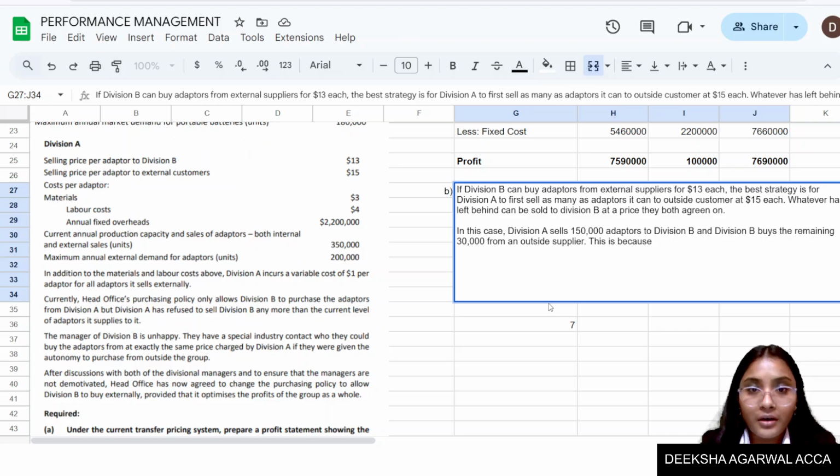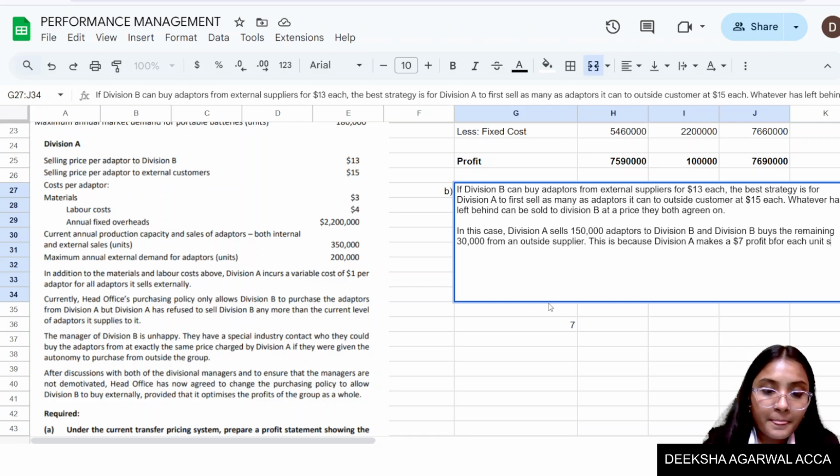Correct, because division A makes a $7 profit for each unit sold to external customers. Okay, that will be $15 minus $3 minus $4 minus $1. Correct.